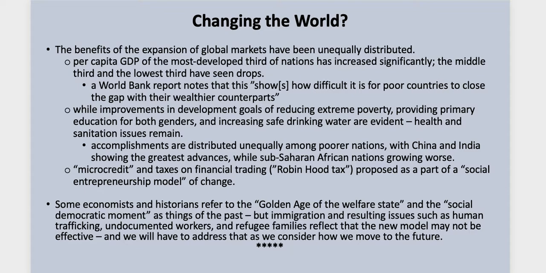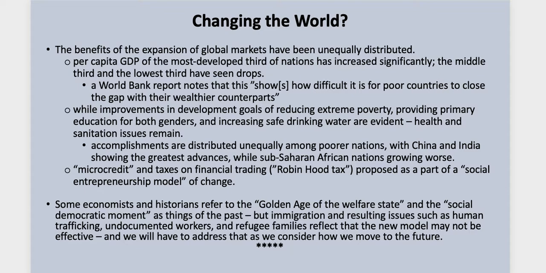But the benefits of the expansion of global markets aren't distributed equally, and it's not surprising. One of the things we've heard about all semester is unequal distribution of resources, and this goes on globally as well. The per capita gross domestic product of the most developed third of the nations has increased significantly, while the middle third and the lowest third have seen drops in their per capita GDP.